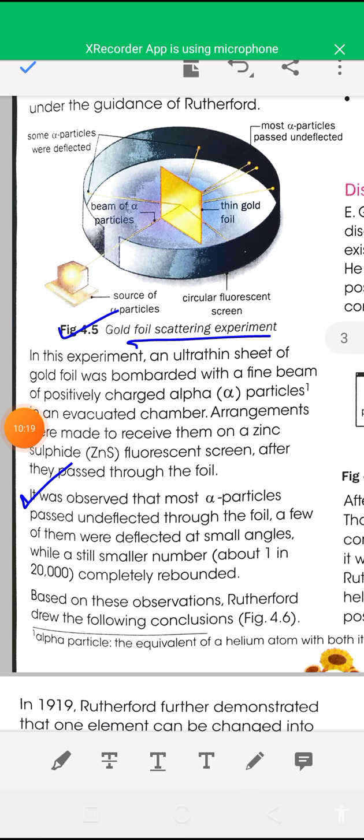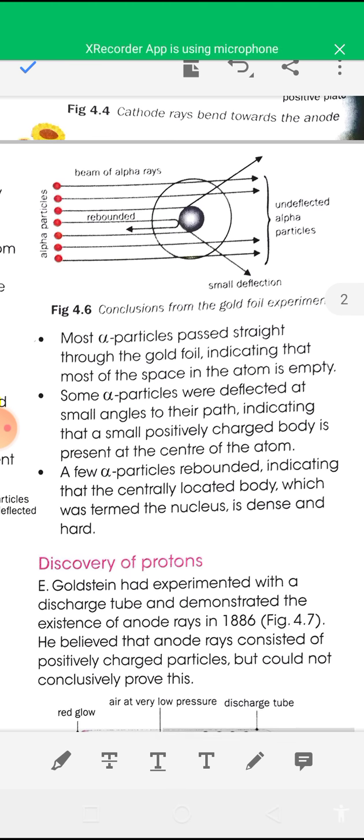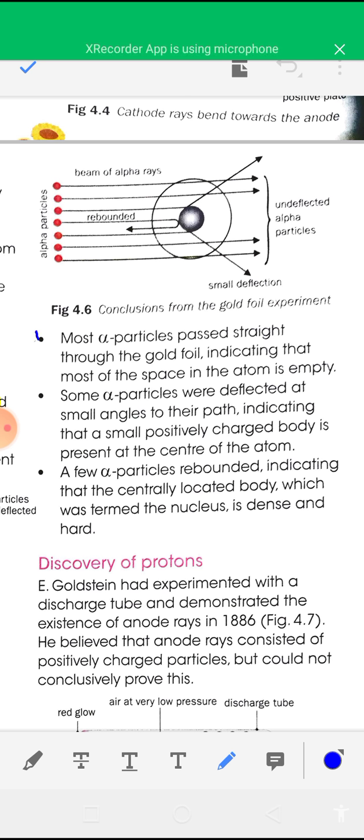Based on this observation, he concluded the following, the conclusion of the Rutherford gold foil experiment. Most alpha particles passed straight through the gold foil, indicating that most of the space in an atom is empty. You can see from this figure 4.6, most of the alpha particles passed in a straight line, and very few, 1 in 20,000, deflected by 180 degrees.